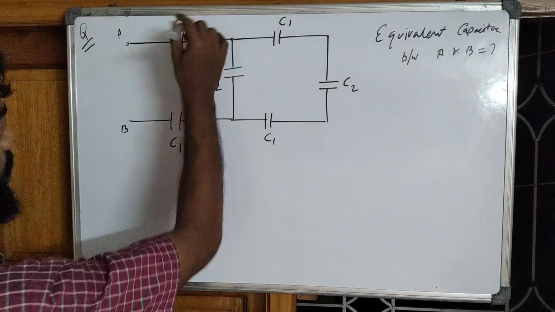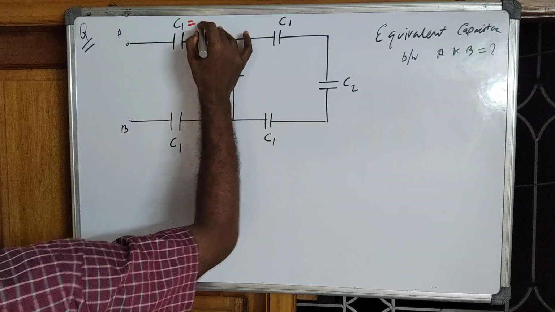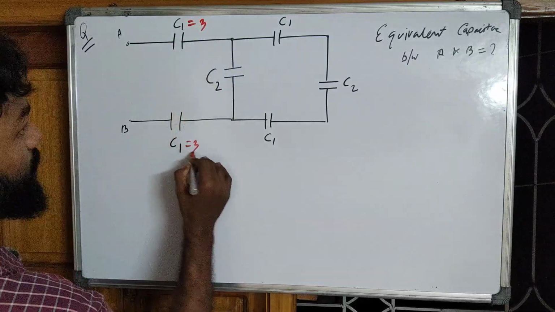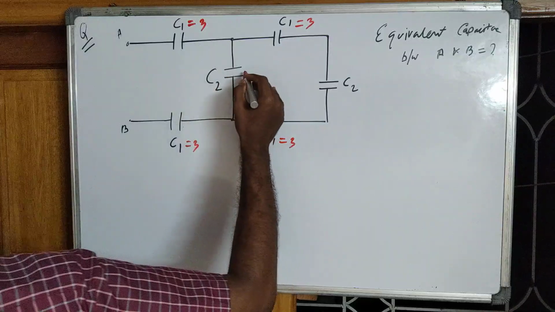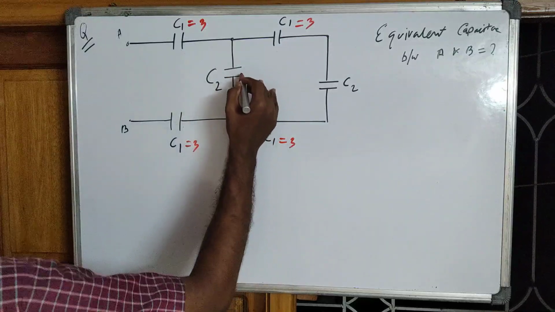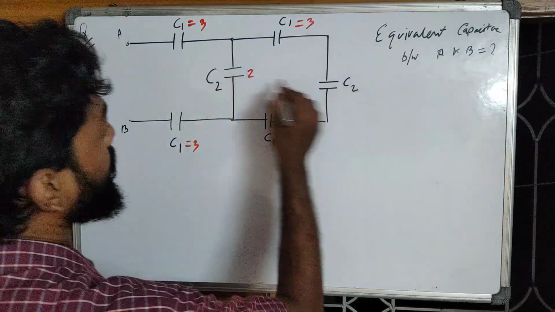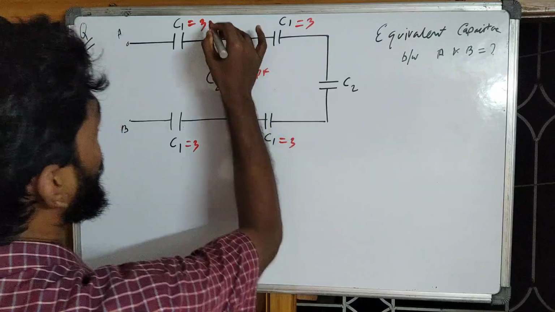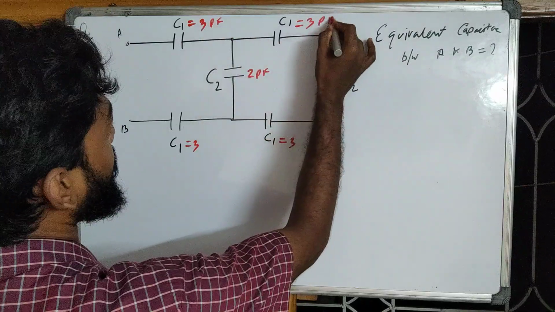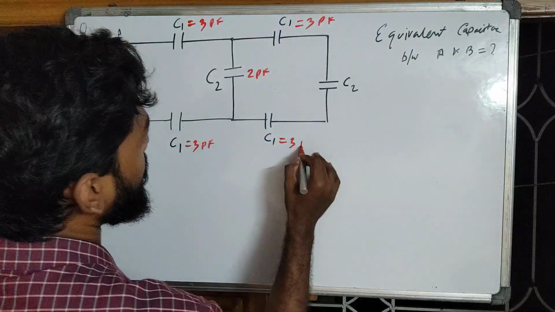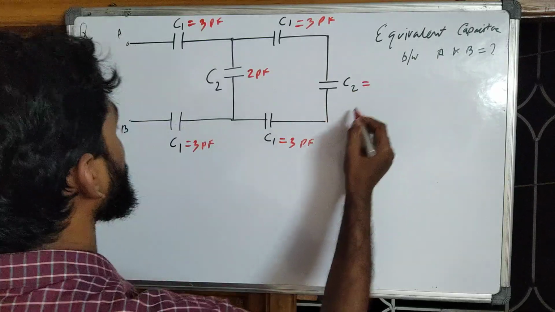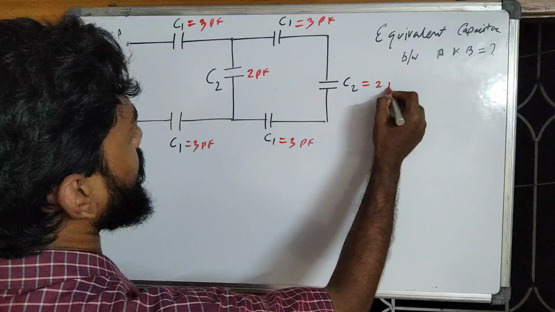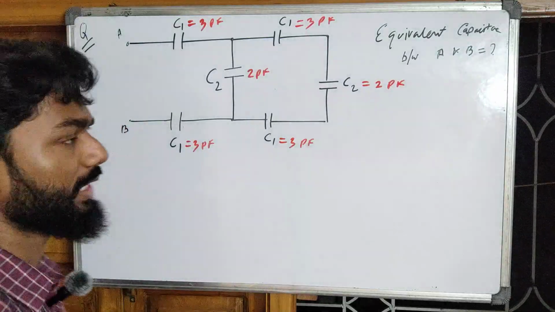Okay, so I'm solving this. C1 equals 3, and C2 equals 2. The C2 is 2 picofarad, and all of these are in picofarad. So let's solve this.